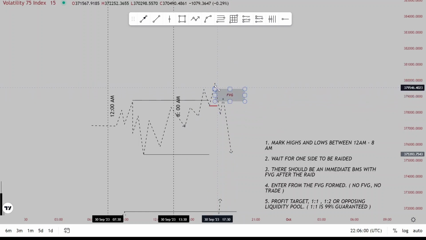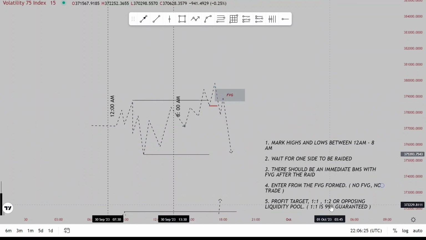You may have an order block, but the order block is only valid if there is a fair value gap before the order block. Is that okay? So yeah, you enter from the fair value gap that is formed or order block around the fair value gap, okay? If there is no fair value gap, there is no entry. Just note that. Your profit target 1:1, 1:2, or the opposing liquidity pools.